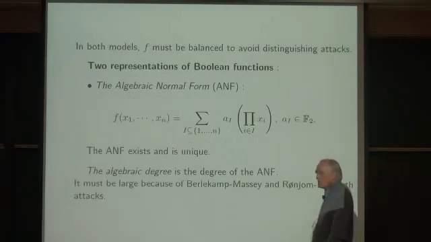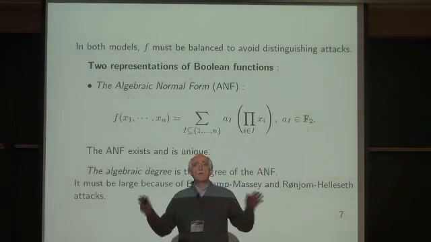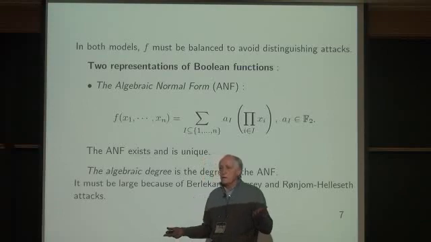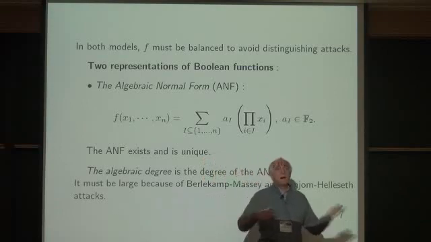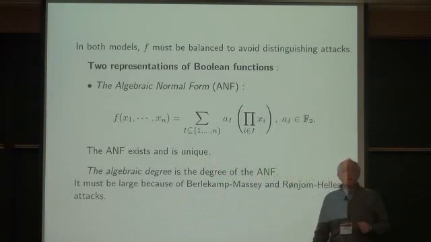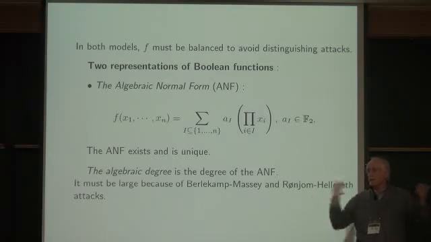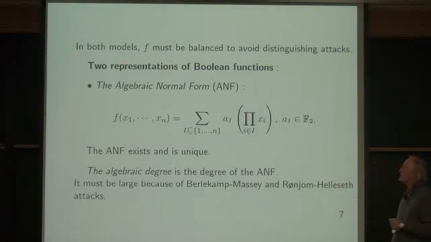In both models, the function must be balanced. That is, the probability of output 0 and 1 must be equal. Otherwise, there will be a bias, and you can use it at least for distinguishing a pair of plain text and ciphertext, and we don't want that in cryptography. So it's the first condition, function balanced. But there are many other conditions.